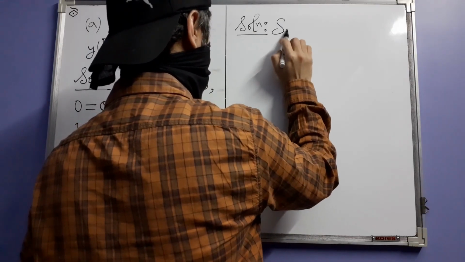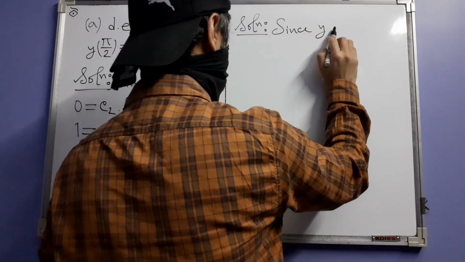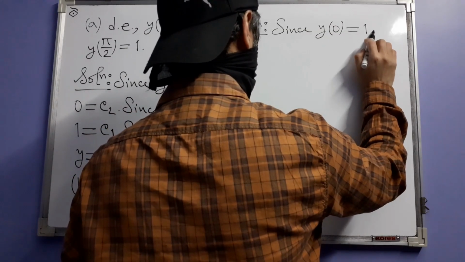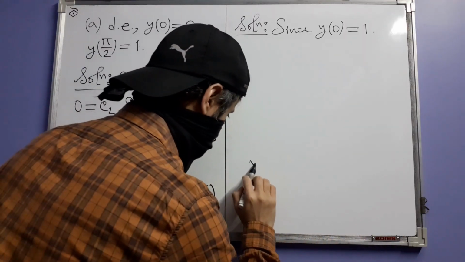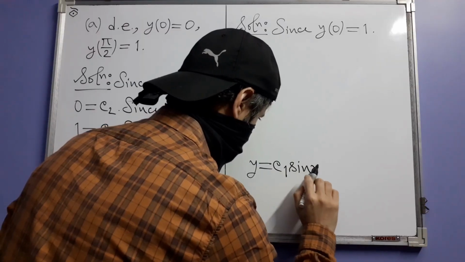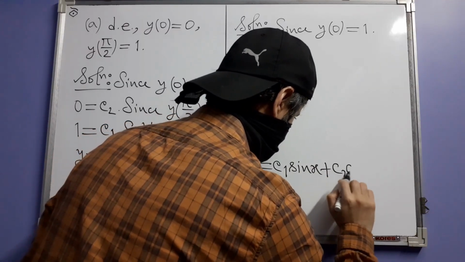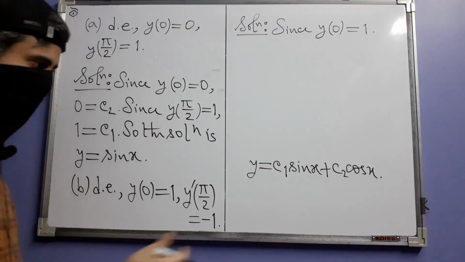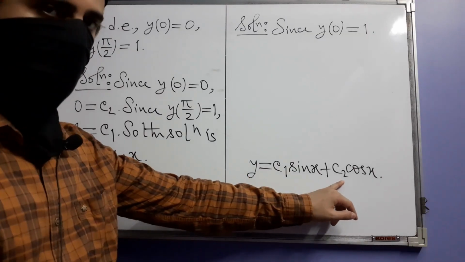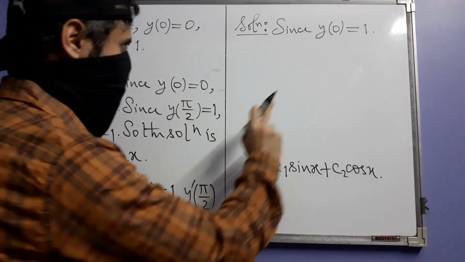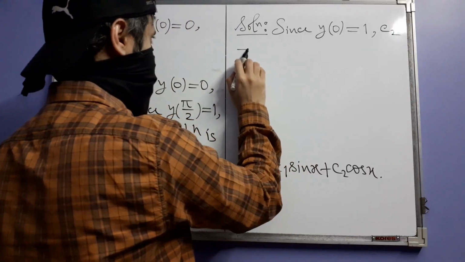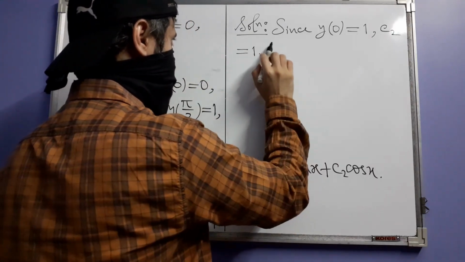Solution. Since this time y of 0 is equal to 1. And just for our convenience, let me again write this: C1 sin x plus C2 cos x, so that we can see. So y of 0 was what? C2. And C2 now is equal to 1. So C2 is equal to 1.